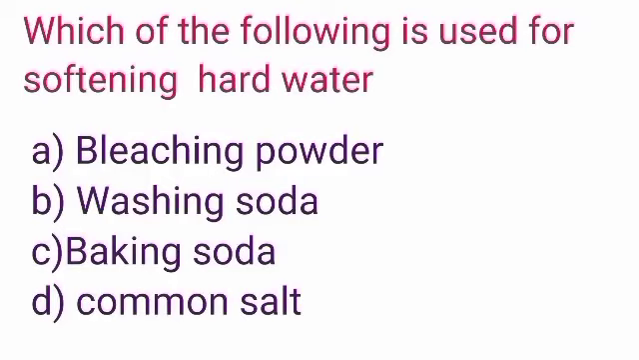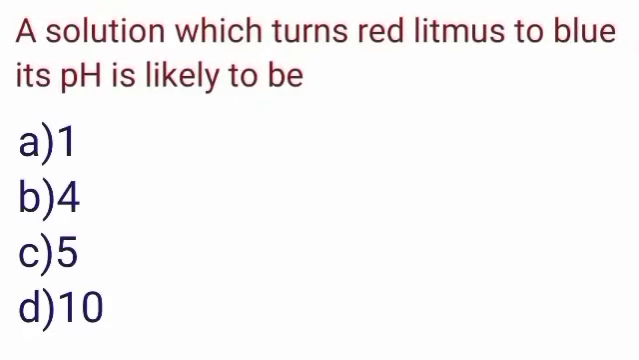Which of the following is used for softening hard water or to remove the permanent hardness of water? Option A bleaching powder, B washing soda, C baking soda, D common salt. The answer is B washing soda. A solution which turns red litmus to blue, its pH is likely to be option A 1, B 4, C 5, D 10. The answer is D 10.